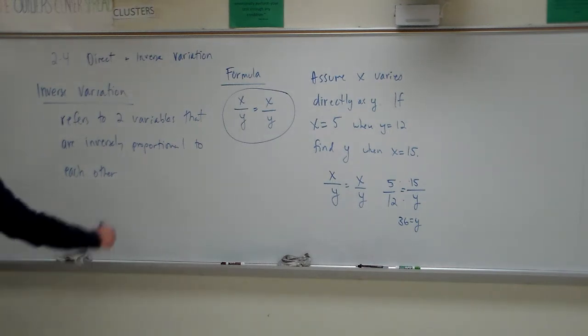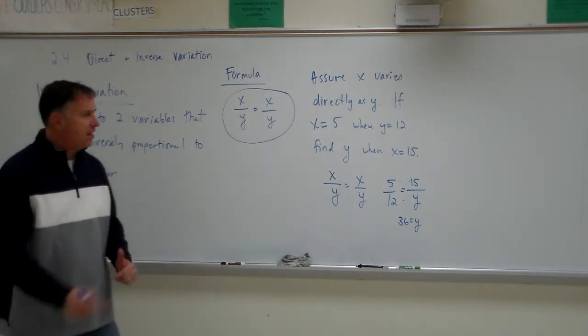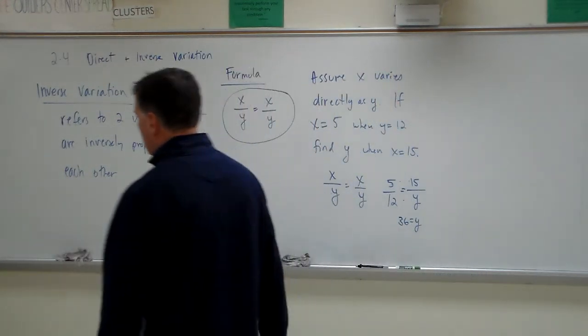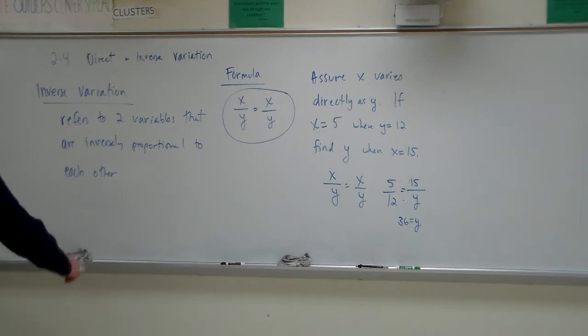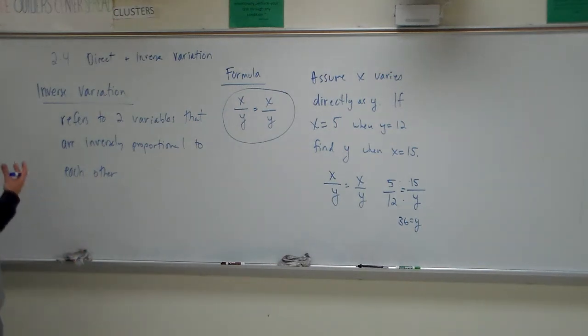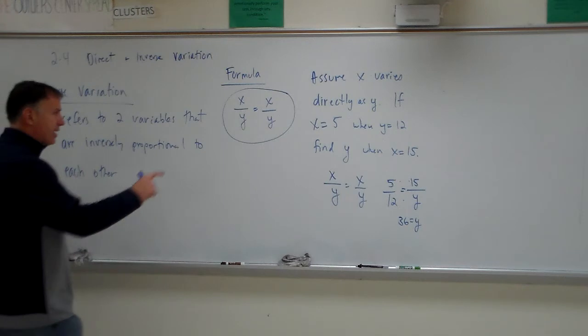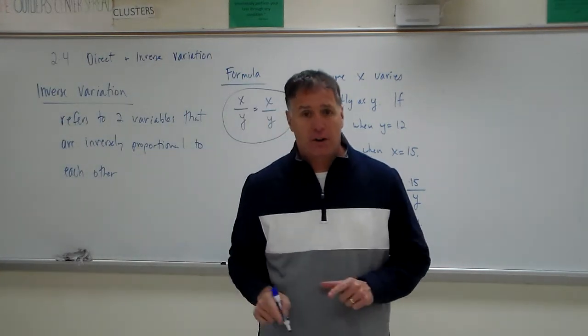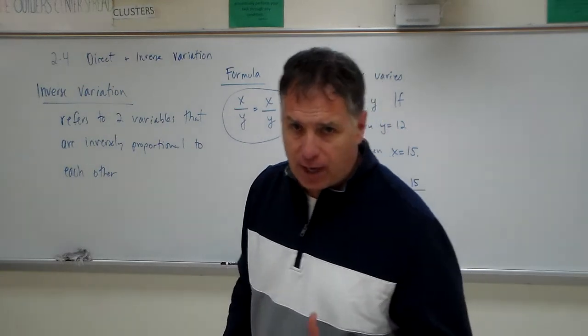So, inverse variation. This is the other half of what we're talking about. When you have something that is inversely related, inverse variation refers to two variables that are inversely proportional to each other. What does that mean? It is very different than direct variation. In direct variation, as one goes up, the other goes up. As one goes down, the other goes down.